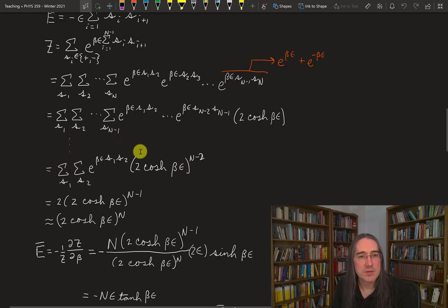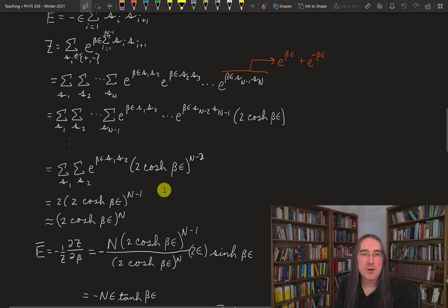And then, I've written it on this side, but we could factor this out. We could pull this out in front of the sums because this doesn't depend on S1 or S2. So we've got 2 cosh beta epsilon to the n minus 2 multiplying the partition function for a 2-spin Ising chain. We already did that. We know it gives us an extra 2 cosh beta epsilon, so that becomes n minus 1. And there's just a spare 2 out front. So we've got 2 times 2 cosh beta epsilon to the n minus 1. This is the exact solution for the partition function of the Ising chain.